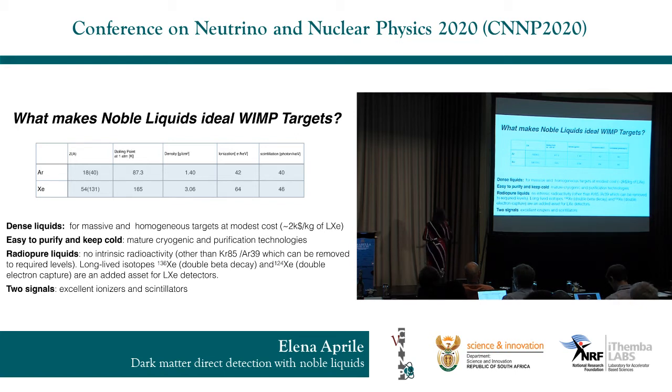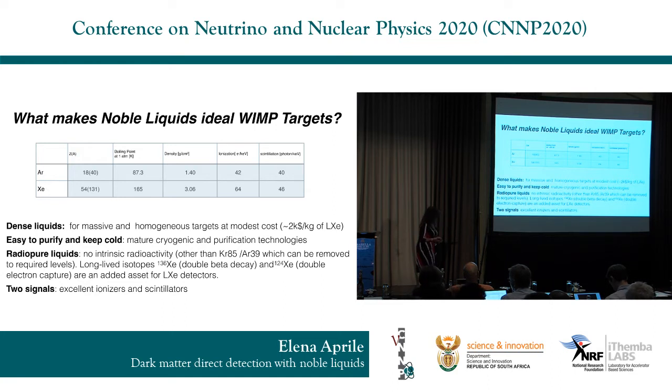The other point is the radiopurity: no intrinsic radioactivity except for krypton-85 in xenon and argon-39, which we have mastered how to reduce and overcome, or to reduce to the levels that are required. And of course, I mentioned the nuclei, the isotopes with spin.